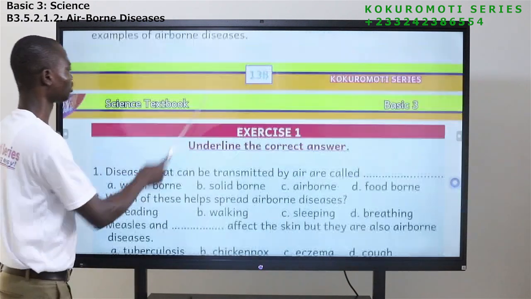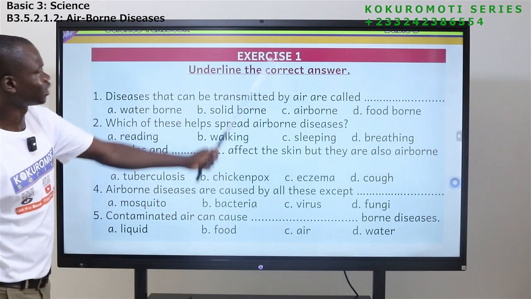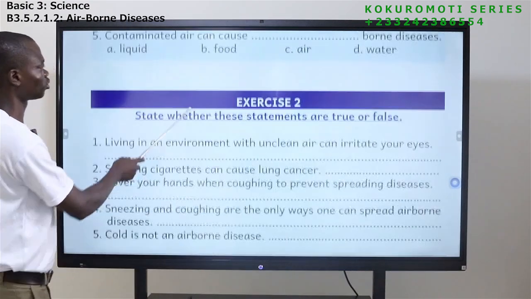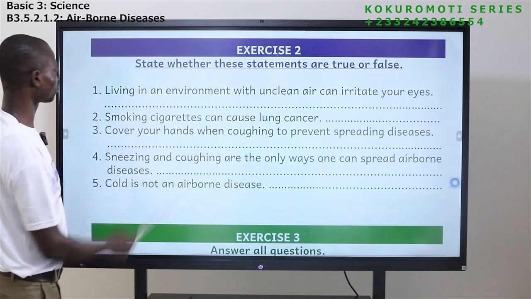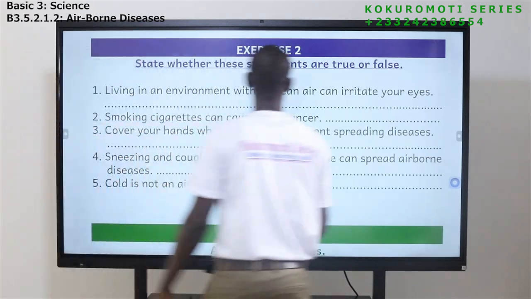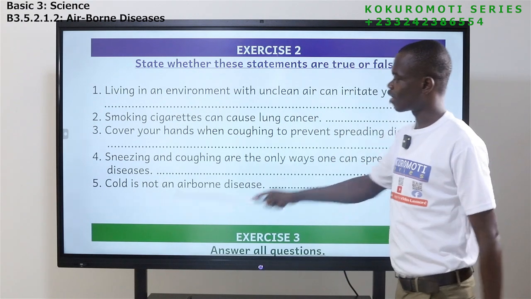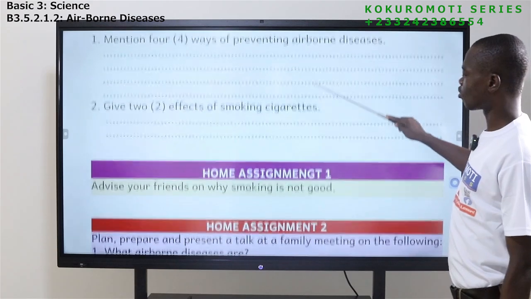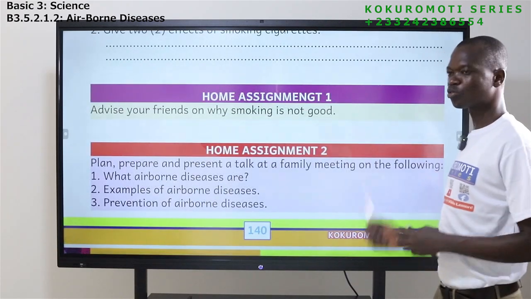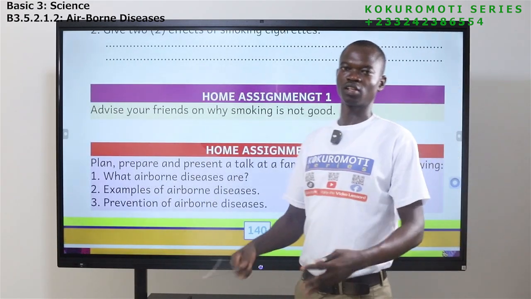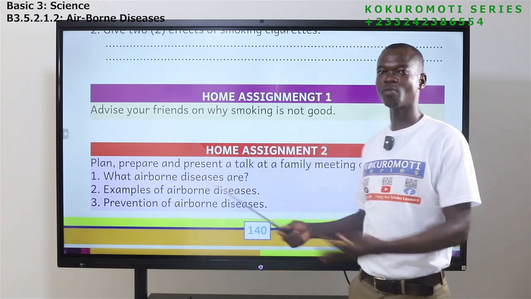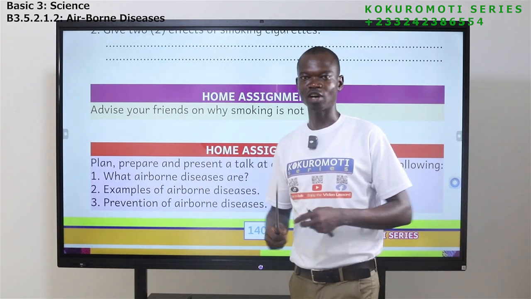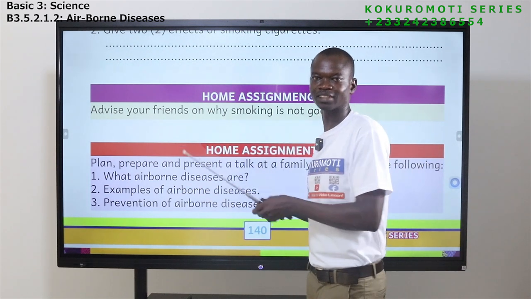Okay. Now we have exercise. Exercise 1. You are to underline the correct answer, and we have 5 questions. So get your book and do it for me. Exercise 2 is also here. That is, state whether these statements are true or false. We have 5 questions here. Exercise 3 is also here. We have exercise 4. Then we have home assignment. As for Kukumoti, we make sure we give you lots of exercises, including home assignments. And most of our home assignments are practical. Like, you have to apply the knowledge that you have acquired here.